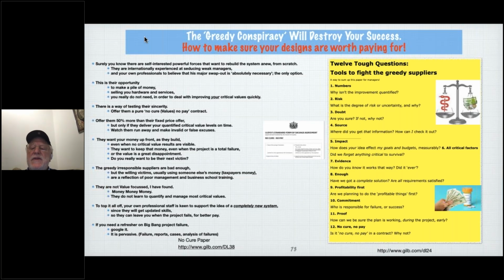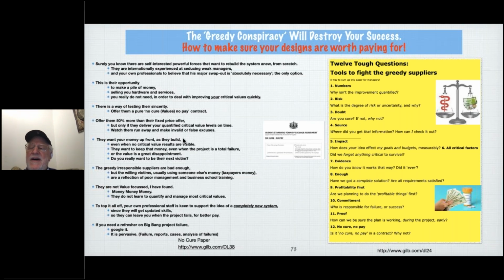Now, I mentioned earlier the 12 tough questions for asking questions about suggested designs. Here they are. And there was a paper on that suggested earlier. And here are some of the reasons why this greedy conspiracy is constantly and cleverly, year after year, decade after decade, talking the ministers and managements into making really bad decisions about the architecture of their systems and digitalization. I think anybody listening can read that and understand what it means. They want your money up front, even if they deliver nothing. Of course they do, and you would too if you were in their position.